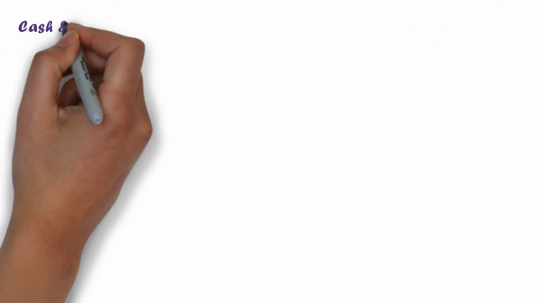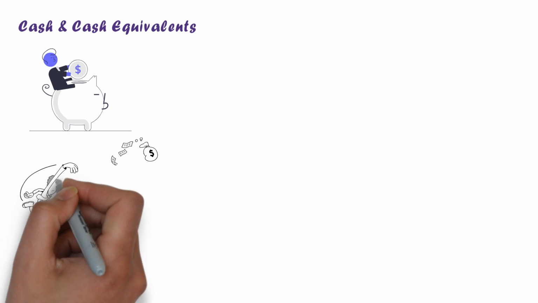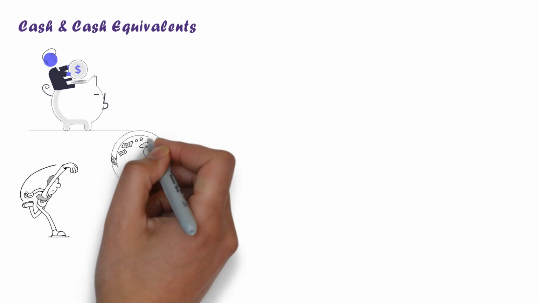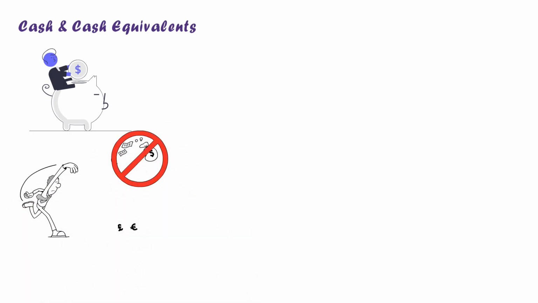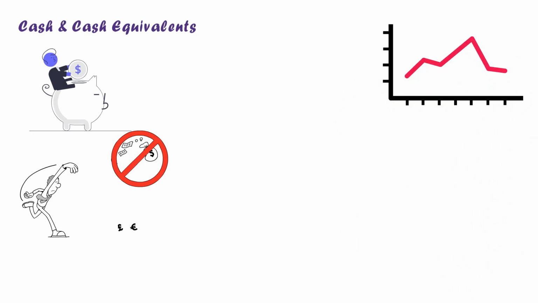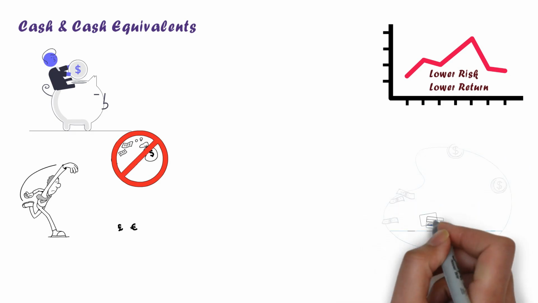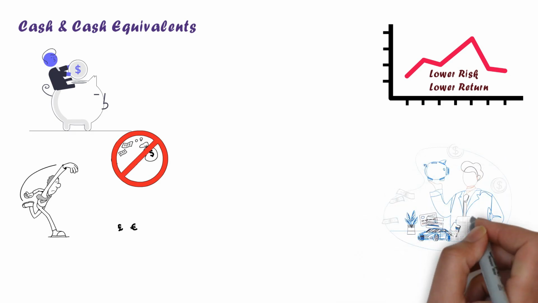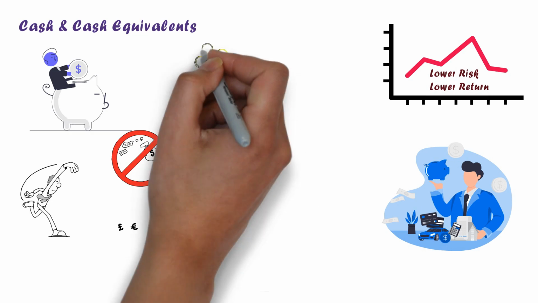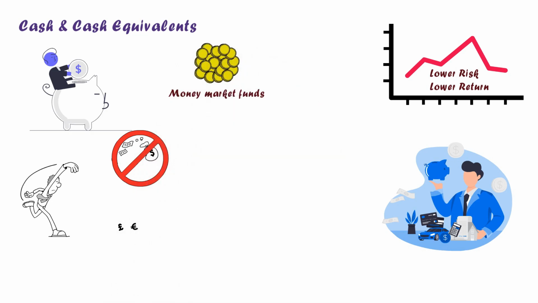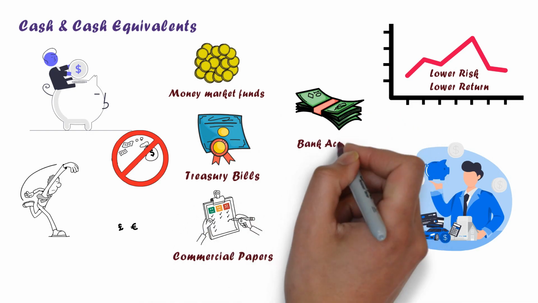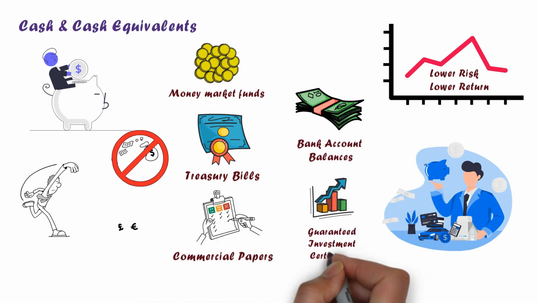The third one is cash and cash equivalents. Cash and cash equivalents give you easy access to your money and don't typically require a lot of upfront costs. They are widely considered low or no risk since the capital put in is guaranteed, but they offer lower return rates than other asset classes. Some cash equivalents are also considered fixed income investments. Examples: money market funds, treasury bills, commercial papers, bank account balances, guaranteed investment certificates, etc.